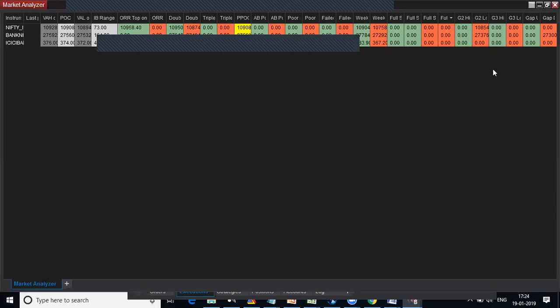So where the G2 high is there, where the G3 high is there, then you can go back to the chart, study the chart, then check whether it's an appropriate trading entry or not, how I can plan this entry. Then you can think about it.